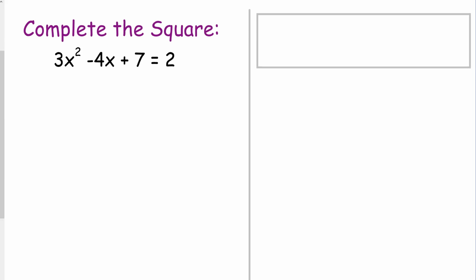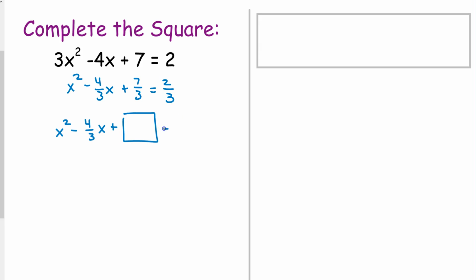Because we have a leading coefficient of 3, I'm going to divide the whole equation by 3. So that would be x squared minus 4/3 x plus 7/3 equals 2/3. Now I need to make a perfect trinomial square. So I'm going to subtract 7/3 from both sides just to get it out of my way. That's going to give me negative 5/3, and then whatever number I add to the left, I need to add to the right. To find the number that goes in the box, we take half of this number, which would be negative 2/3, and square it, and that's going to give us 4/9. So we add 4/9 to both sides.